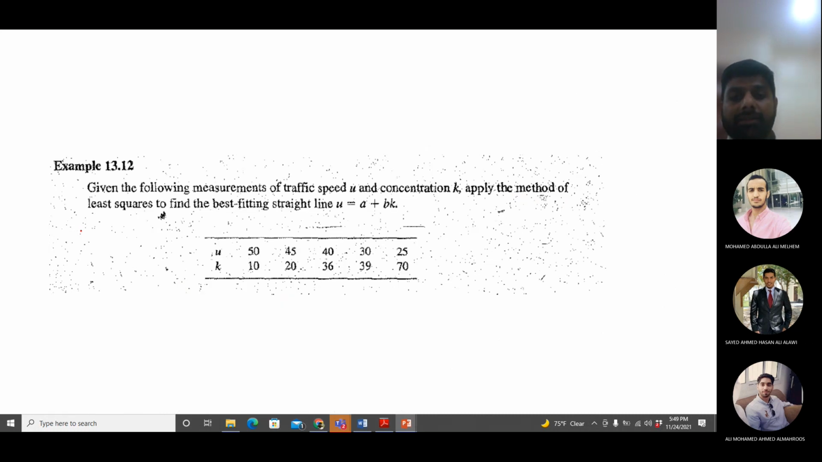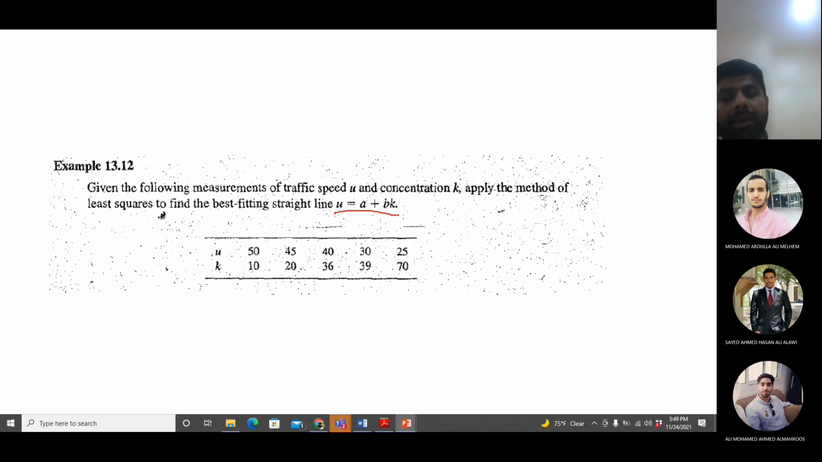Let us apply this method to this example. We have traffic speed and concentration. We are trying to develop an equation in which speed equals a plus b into concentration. So u is the speed and k is the concentration. Now tell me, u and k, we are trying to develop this equation. So u is the output and k is the input.